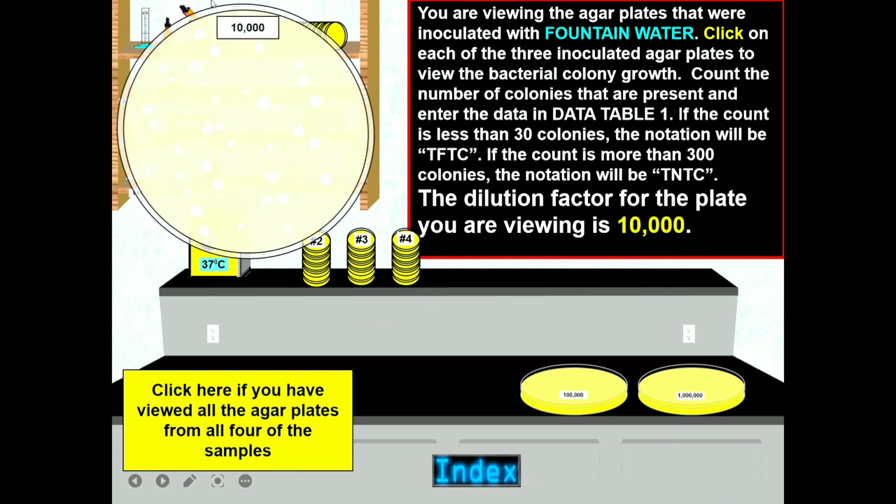So for this one, we have 1, 2, 3, 4, 5, 6, 7, 8, 9, 10, 11, 12, 13, 14, 15, 16, 17, 18, 19, 20, 21, 22, 23, 24, 25, 26, 27, 28, 29, 30, 31, 32, 33, 34, 35, 36. So we have 36 colonies in the 10,000 dilution factor plate. So we continue with 100,000.